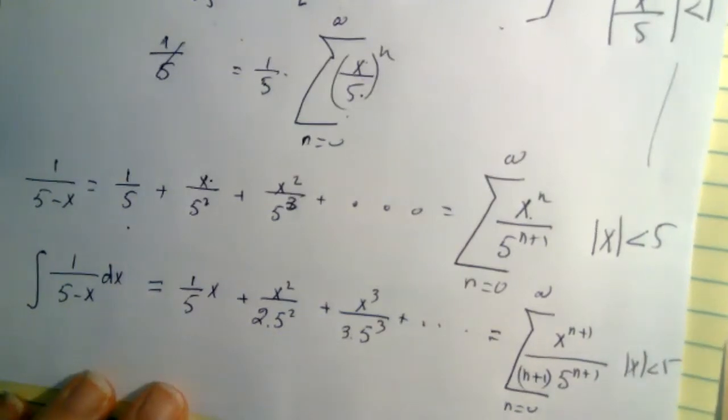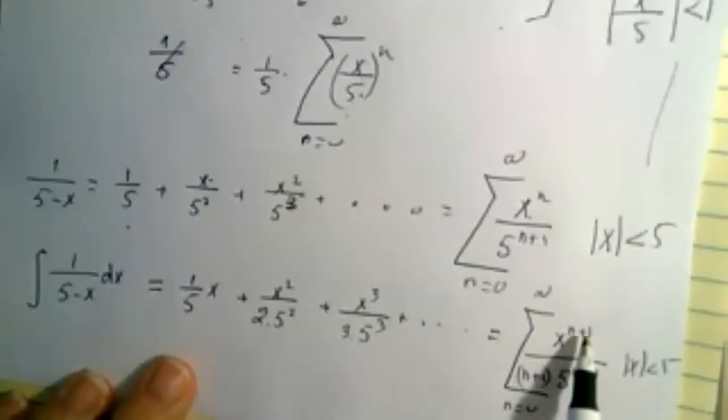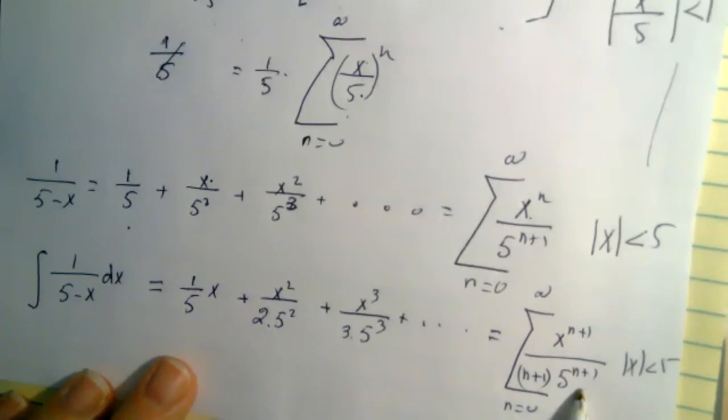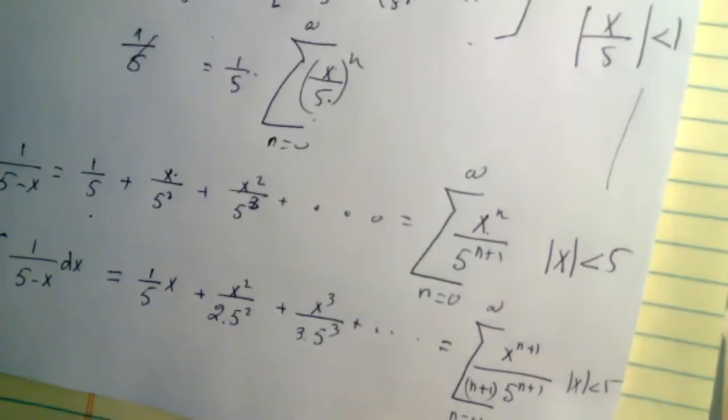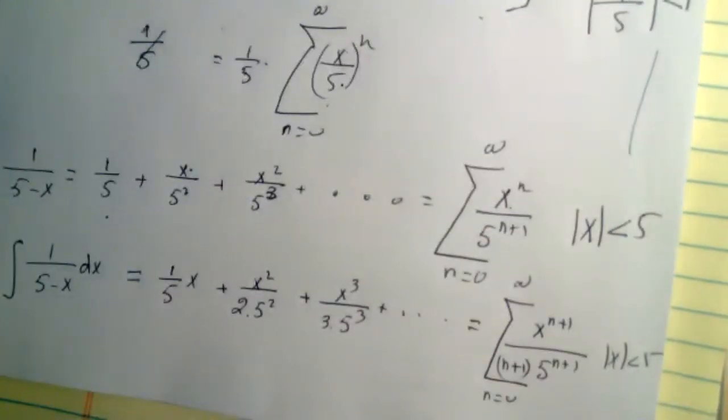Let me check before I move on. If n is 0, it's x over 5. If n is 1, x squared over 2 times 5 squared. I am most probably on the right track. So with this in mind, let us now go to the antiderivative and finalize this problem. We still have one piece to finish.